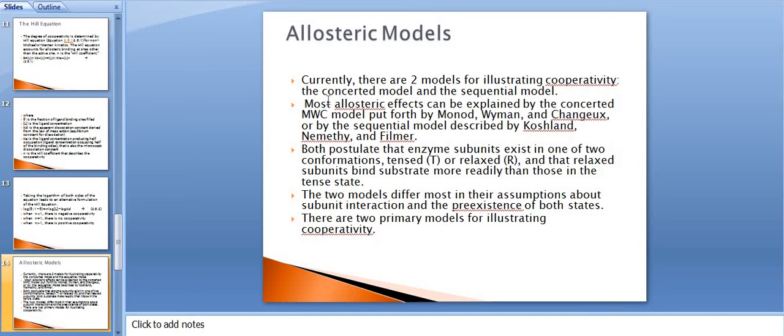Okay, both postulate that enzyme subunits exist in one of two conformations, tensed or relaxed, and that relaxed subunits bind substrate more readily than those in the tense state. The two models differ most in their assumptions about subunit interaction and the pre-existence of both states. There are two primary models for illustrating cooperativity.